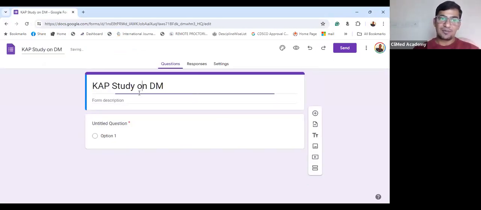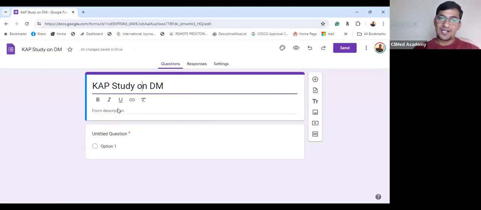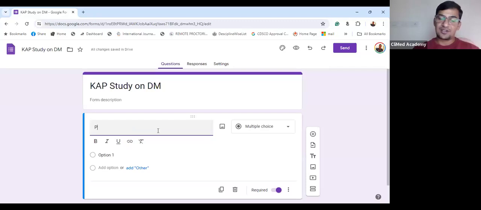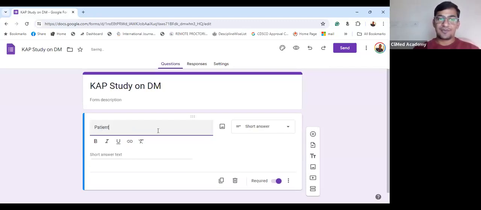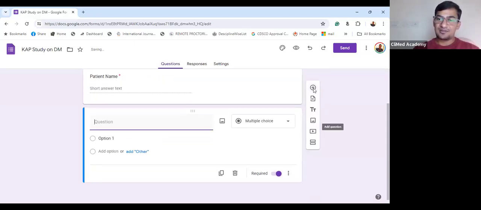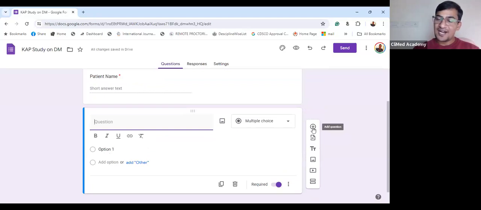Okay, a KP study on diabetes. It has already come here. You can write the description of the study. Then what type of things do you want to collect from the patient? Suppose the first thing you want to collect is the patient name. Okay, patient name. Then the next question: plus here means it will add the question.